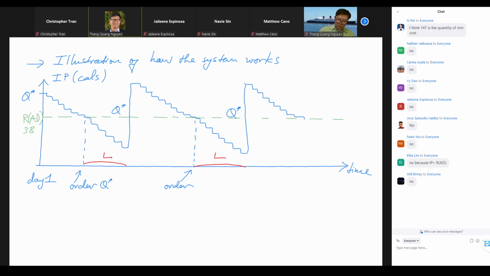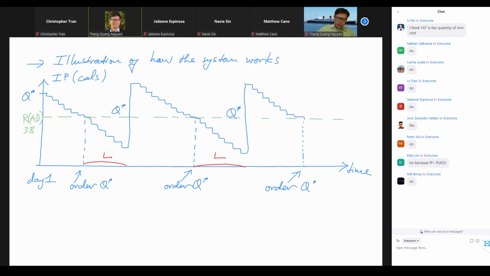And then another day here, we need to make the next order. Remember, every time we order something, we order Q star. That's why we call it a fixed quantity model. So on the shipment day, it's going to jump up by Q star, assuming that there are no back orders. If there are back orders, you have to ship out something right away, so the quantity jump will not be in full. But if we don't have any back orders, then it's going to jump up exactly by Q star.